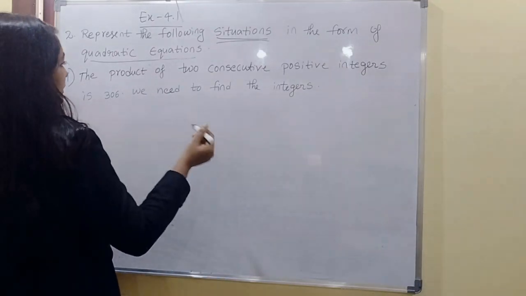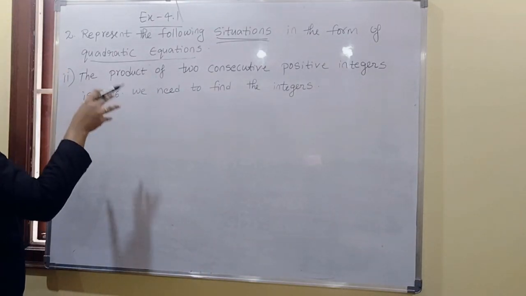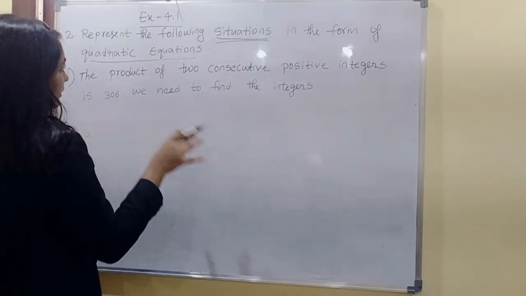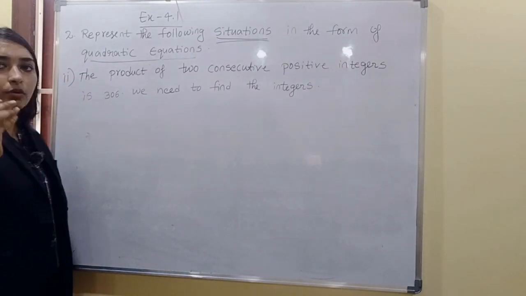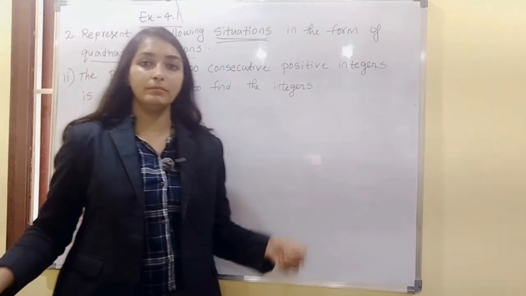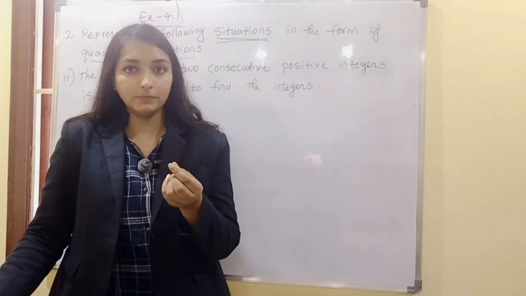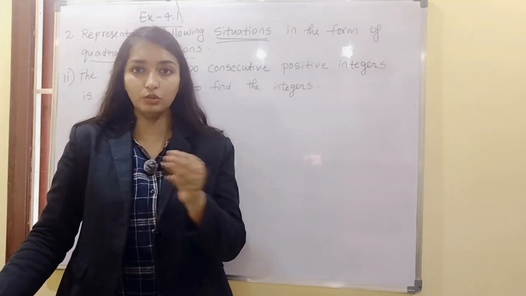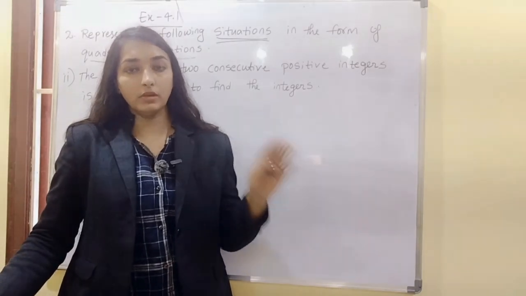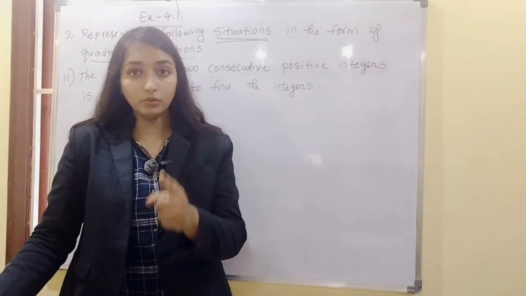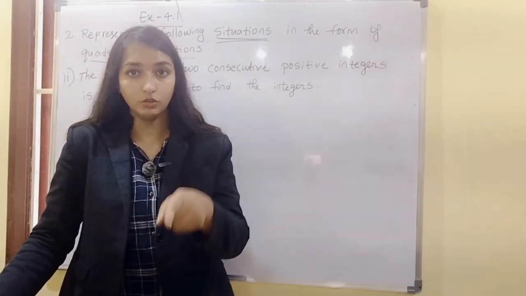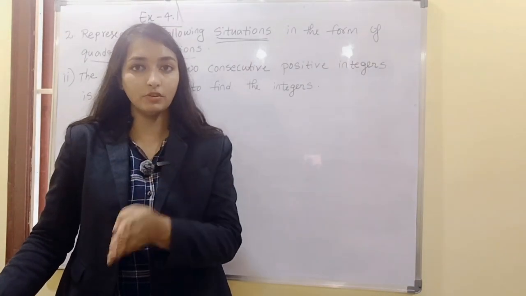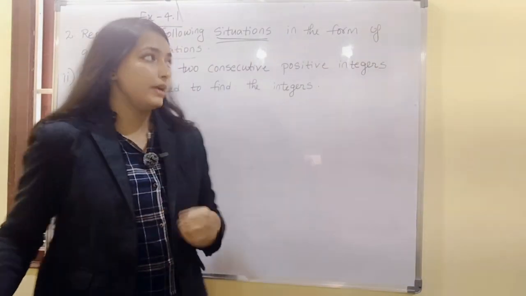We need to find the integers. Okay, so we represent this situation in the form of a quadratic equation. So what are consecutive numbers? For an example, you take the number series 1, 2, 3, 4 and so on. To get the 2, you need to add 1 to the 1. 1 plus 1 is 2. 2 plus 1 is 3. 3 plus 1 is 4. 4 plus 1 is 5 and so on.